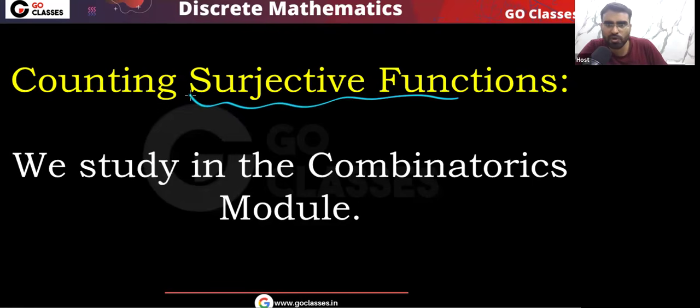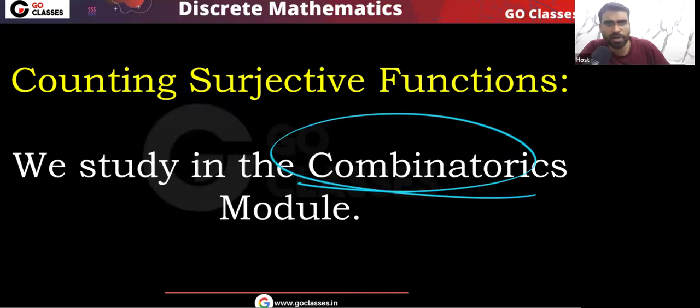Because counting the number of surjective functions is a bit complicated, and that we will study in the combinatorics module. Okay, counting surjective functions is actually a part of combinatorics. So in combinatorics, we will study this. So do not worry about it right now. In combinatorics, it will be clear.